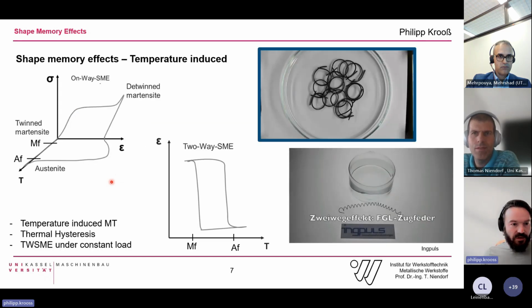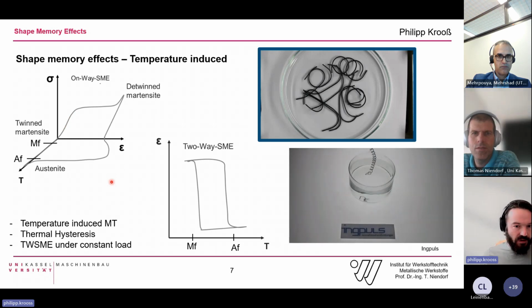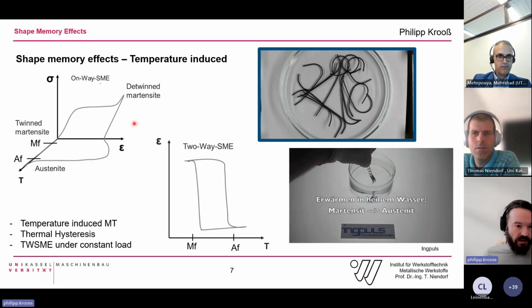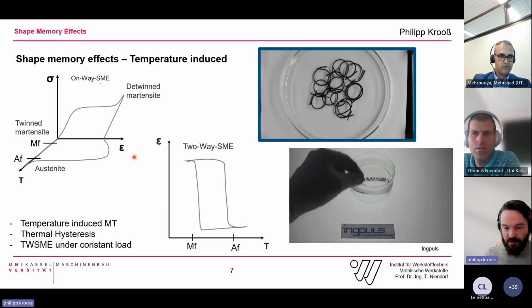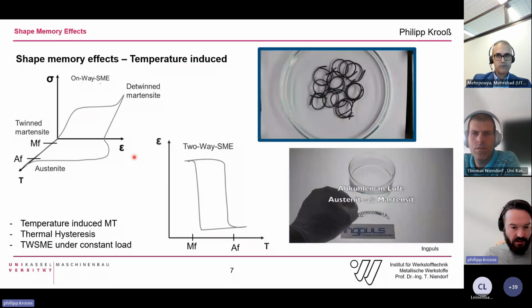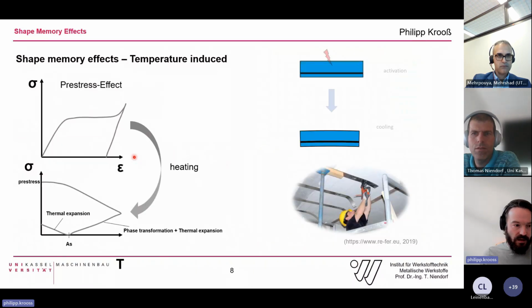Then the temperature-induced shape memory effects, I mean, all of you know these, the one-way effect and the two-way shape memory effect. We are also investigating these materials, and as Christian just also introduced in the previous talk, the pre-stress effect, I call it pre-stress effect. It's basically the same as the one-way shape memory effect. We apply a load, deform the material, release the load, then we heat it up, and then upon heating and cooling, we can generate a pre-stress, which can be used for different applications.